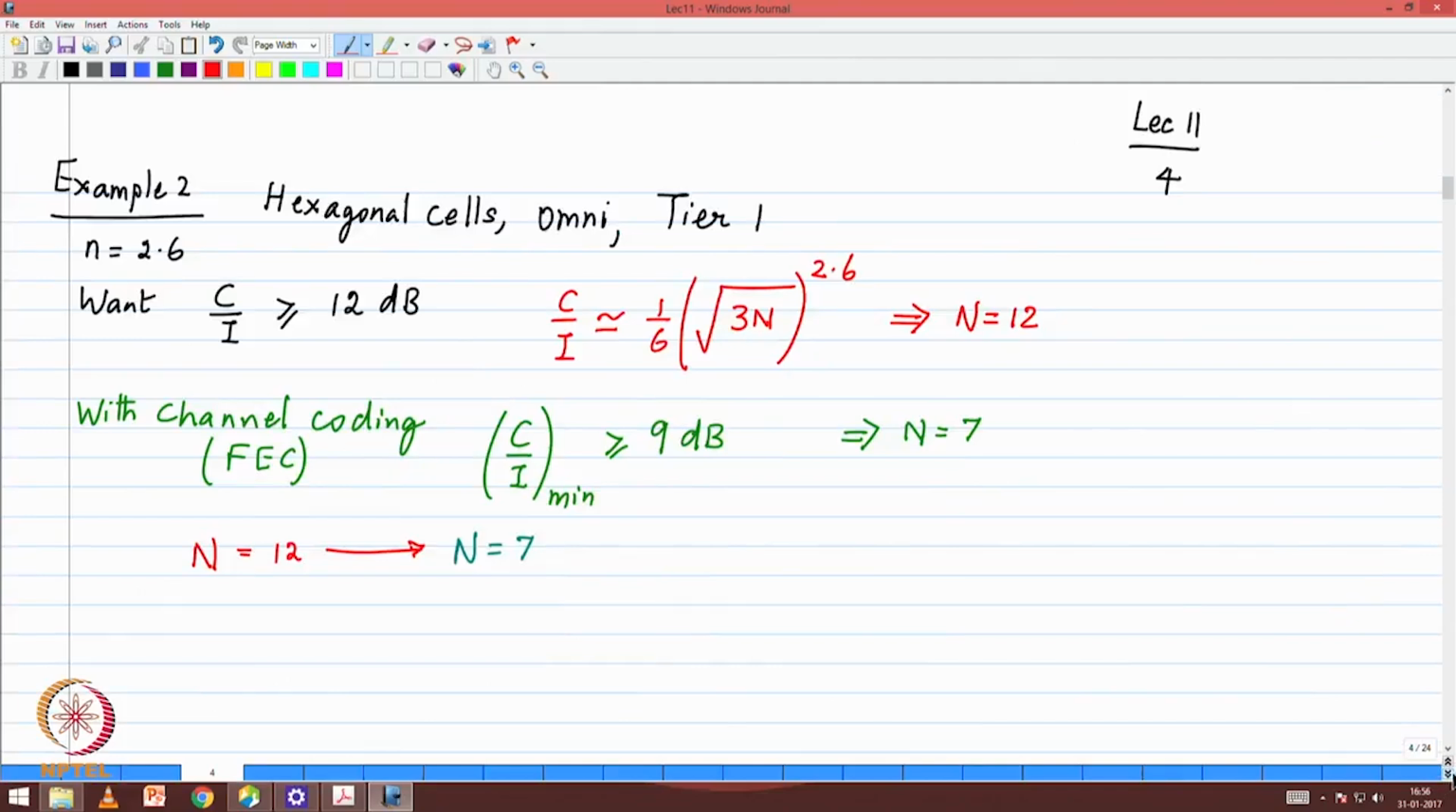So the typical problem that you would encounter in a scenario like this, you would be given conditions such as hexagonal cells, omnidirectional, tier 1, maybe sometimes tier 1 and tier 2 are supposed to be taken, the path loss exponent is given to you, and you want to calculate the cluster size, given that you have to satisfy a certain C over I condition. Again, this is already something that we have done. The purpose of this example is not to repeat that. So this calculation resulted in a cluster size of 12.